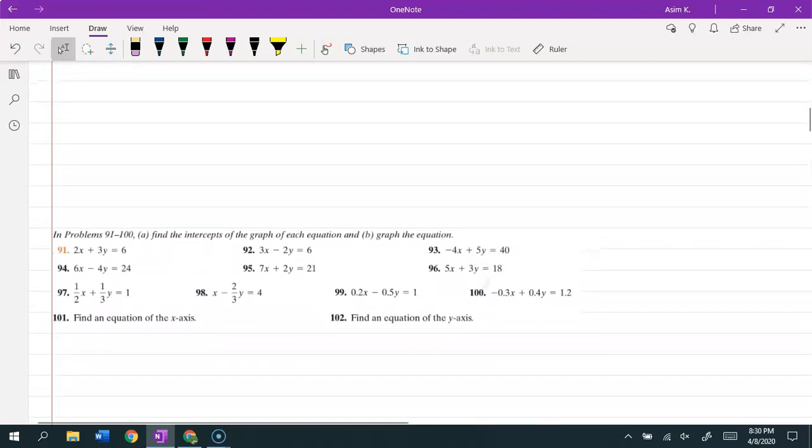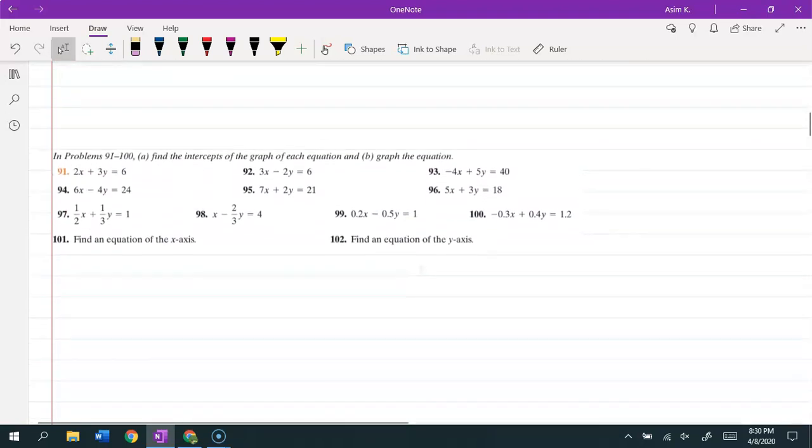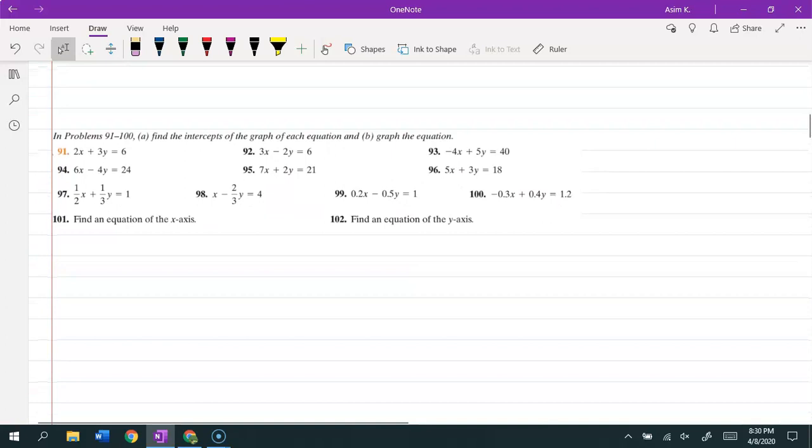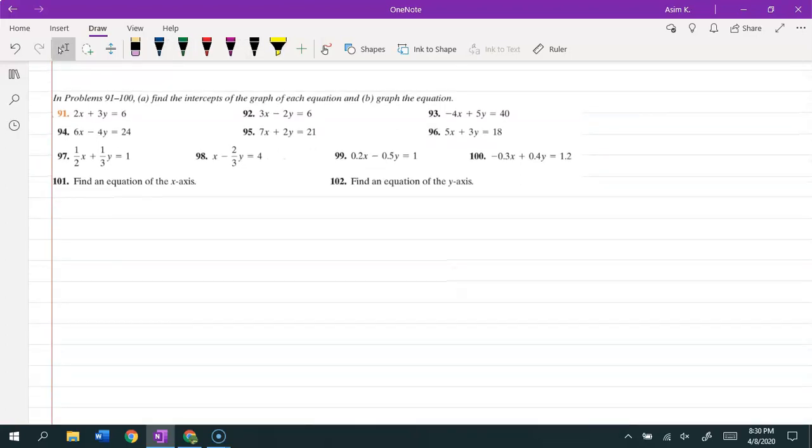All right, let's go to the next skill. And this time we're going to find the intercepts of the graph of each equation, and then we're going to graph the equation. And the whole purpose of this is really the same as the last question. It's just to make sure that you know how to use the intercept method. Okay, that's why we're going through these.